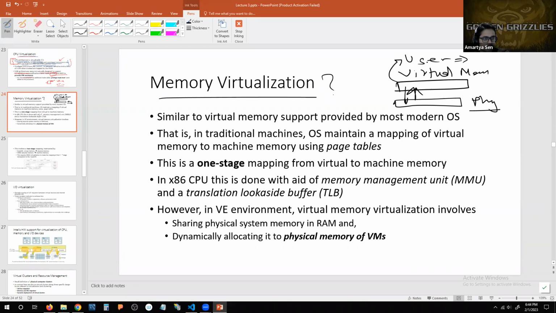Whenever the user executes any kind of request to store or retrieve data, that request is mapped back to the physical memory. Whatever information you are trying to access is extracted from the physical memory and then shown through the virtual memory, right? So the virtual memory is essentially a user-friendly representation of the underlying physical memory. This mapping takes place with the aid of the memory management unit and the translation look-aside buffer, the MMU and the TLB. What you have to keep in mind is that for traditional local systems, there is this one-hop mapping that takes place, okay?